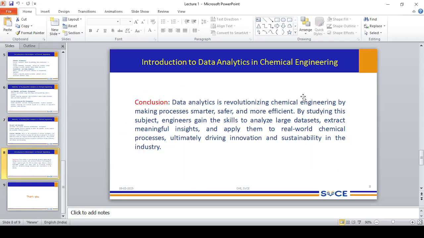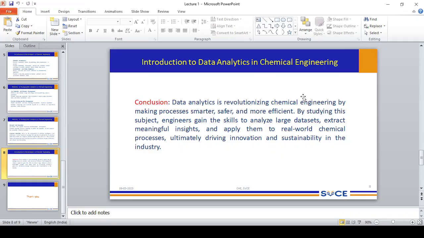So what is my conclusion on today's topic: data analytics is a revolution in chemical engineering, making processes smarter, safer, and more efficient. So the prediction of data and the analysis of data is very important, and safer and more efficient.